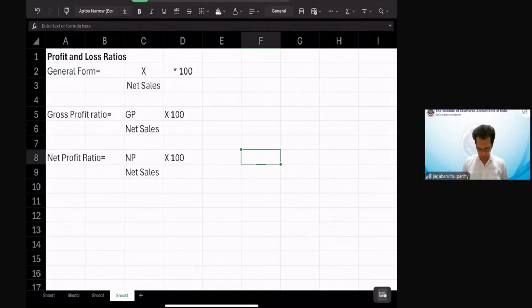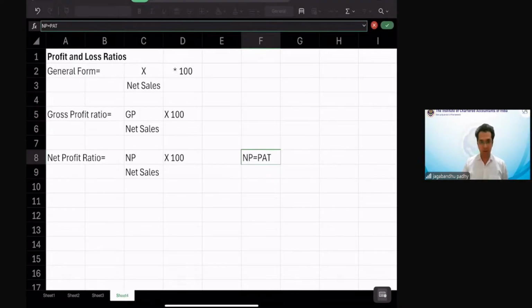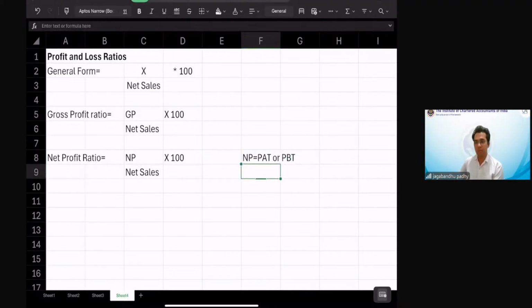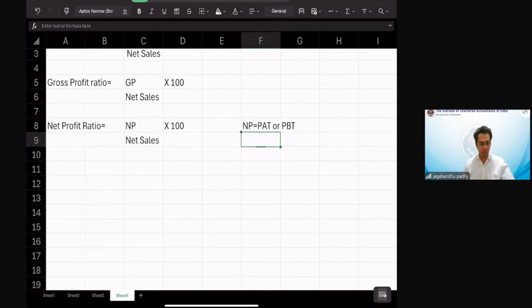Now remember, net profit over here, it means profit after tax, or sometimes it can also be PBT, right? So all these are going to tell us what percentage of sales is gross profit, what percentage of sales is net profit, right? Okay. So gross profit ratio, then we have the net profit ratio.